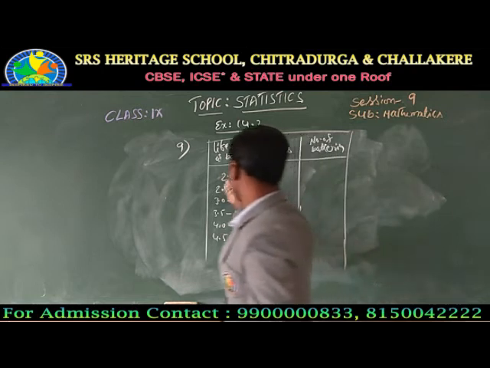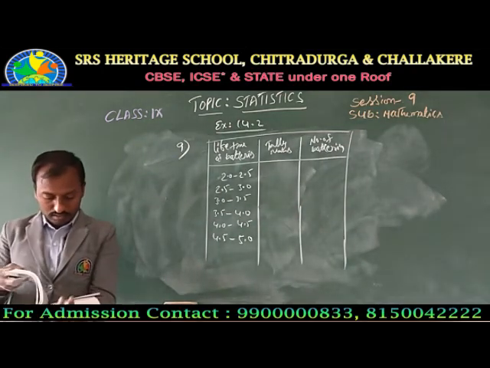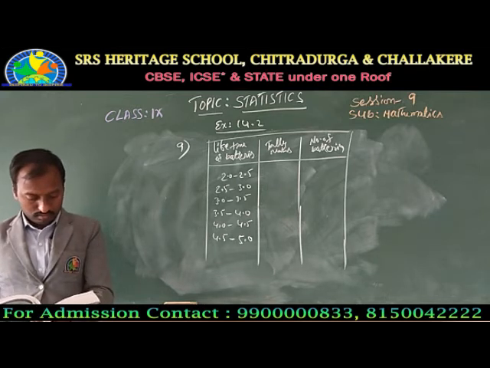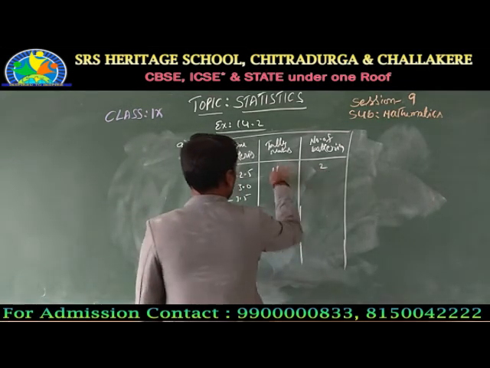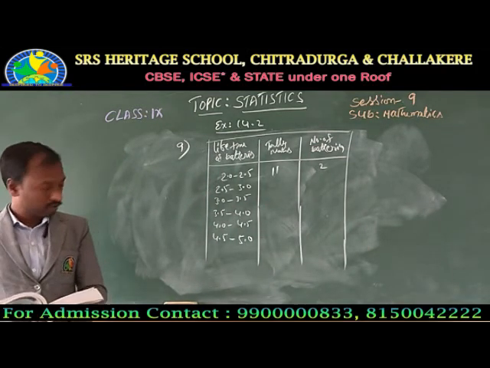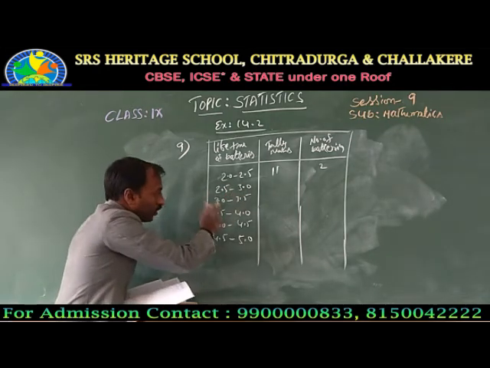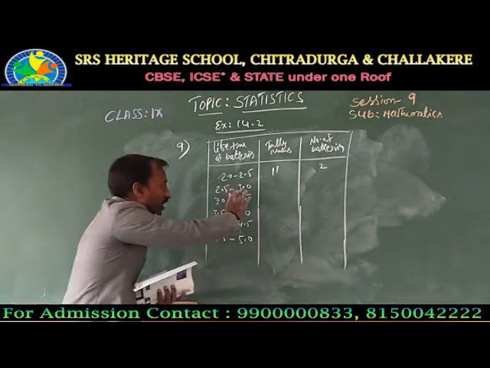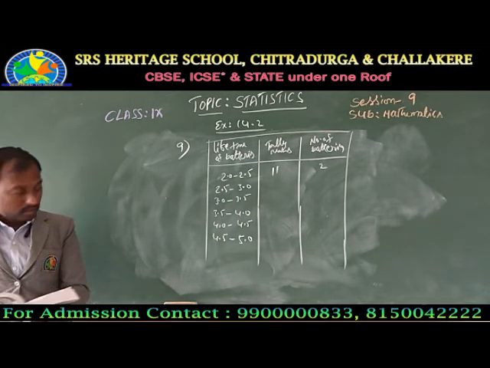Number of batteries from 2 to 2.5. Count it, 2 to 2.5. How many years? There are only 2. Next, 2.5 to 3. 3 should not be counted here, 3 should be counted in the next interval. In this interval there are 6.